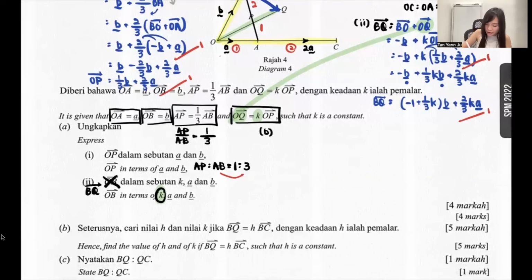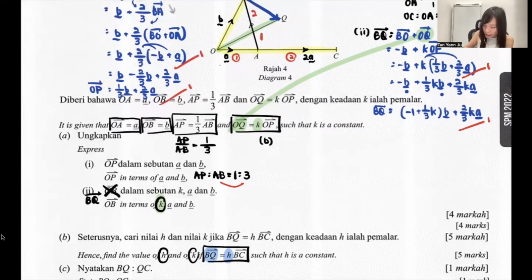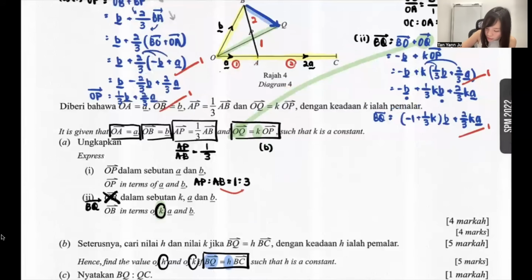Part B, they say, hence, find the value of H and K. Where does the H come from? They say if BQ equals HBC, such that H is a constant. So suddenly they give you another thing called H. Okay, let's see where the H is. So H is for BQ. So guys, BQ is this blue line, correct?